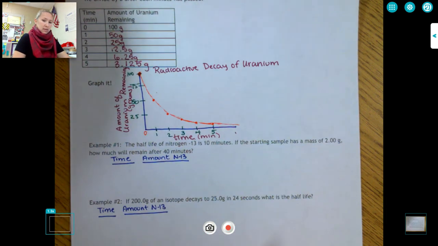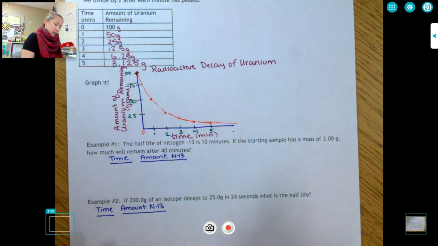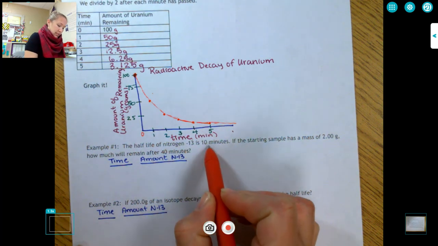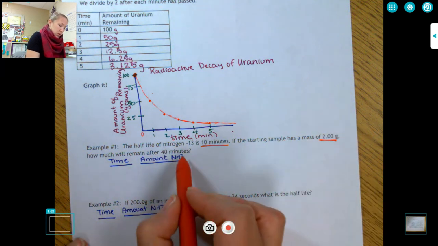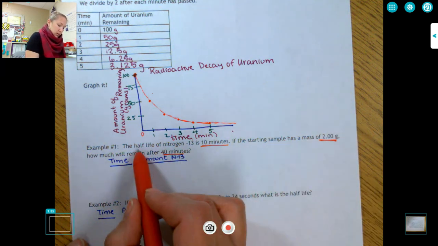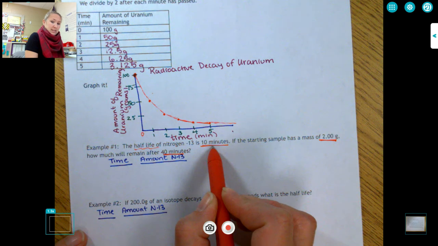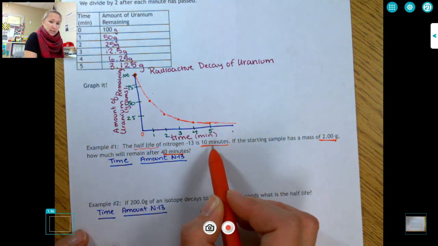In our next example, we are going to look at the half-life of nitrogen-13 is 10 minutes. If I start with 2 grams, how much will remain after 40 minutes? I know that my half-life is 10 minutes. So that means every 10 minutes, my sample gets cut in half.